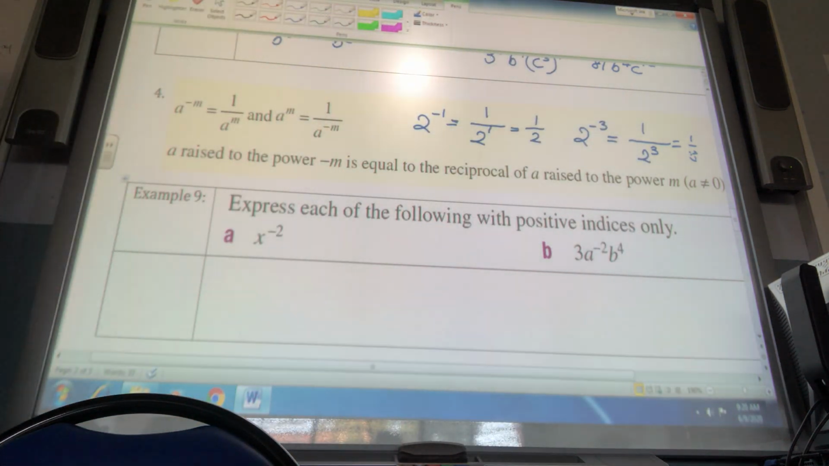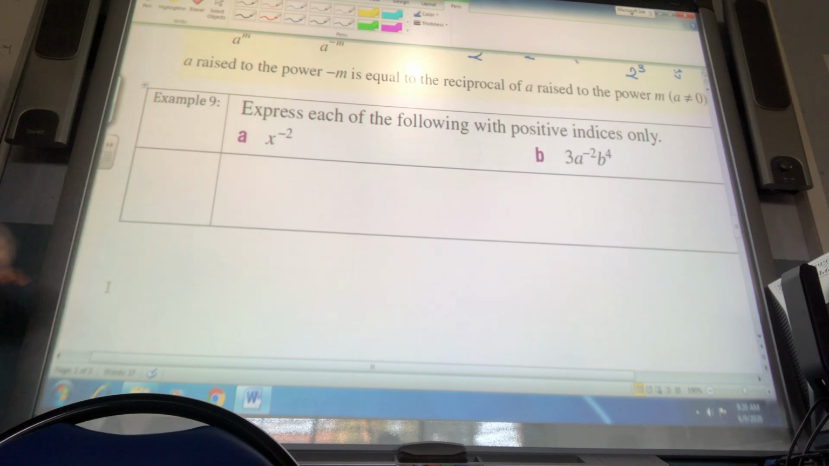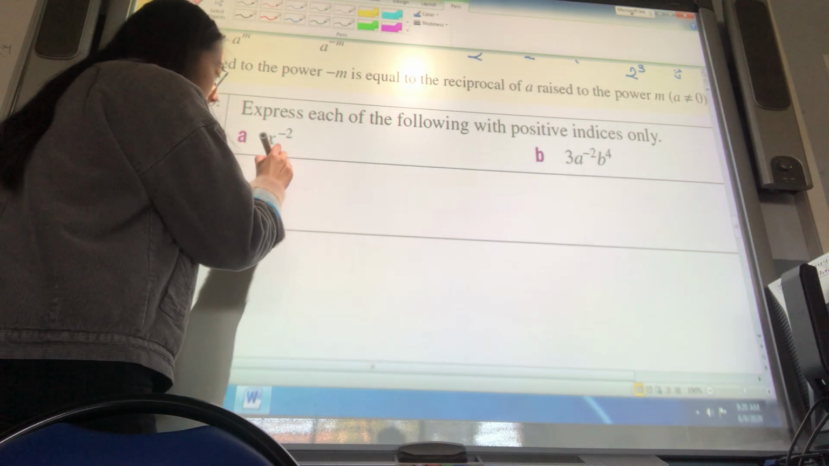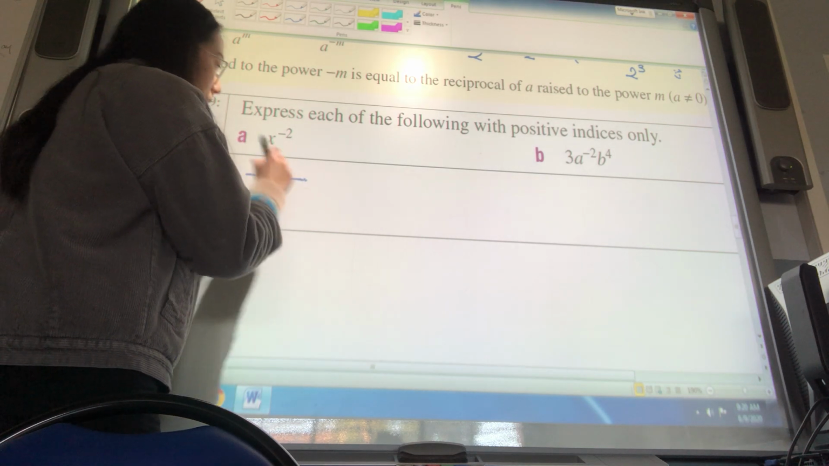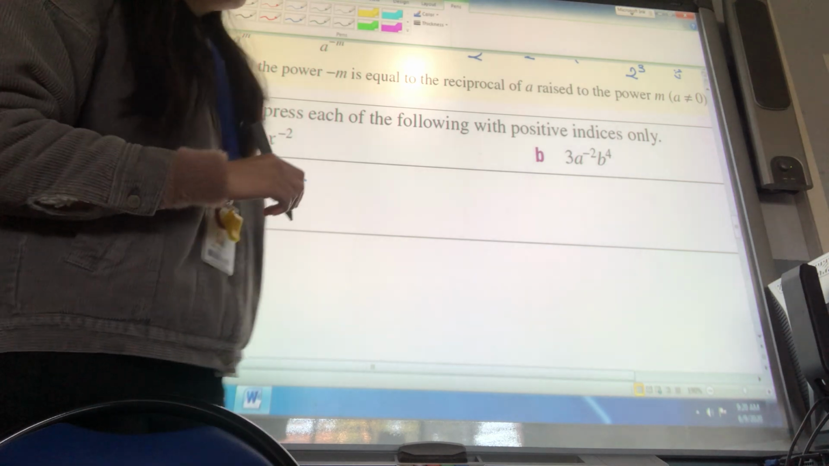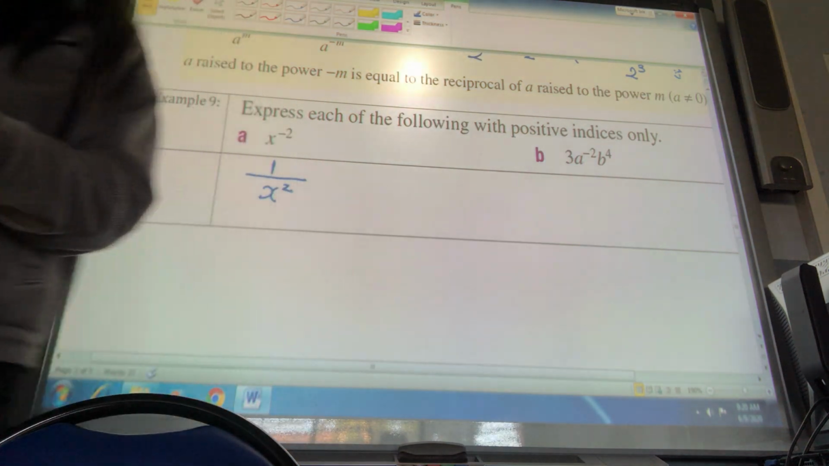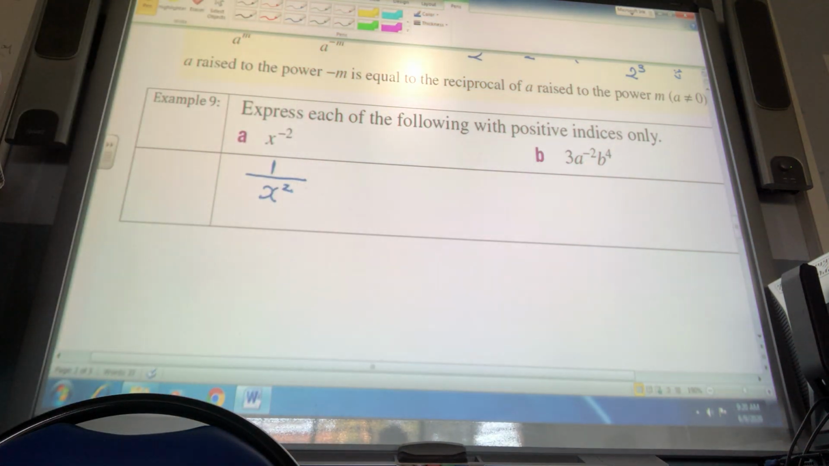Okay. So example 9, first one, x to the power of negative 2. What's the actual power? 2. Right? Negative means it's a fraction. So 1 on the top, x to the power of 2. Second one. What's the only thing that's on the bottom? A is on the bottom with a power of 2, right?